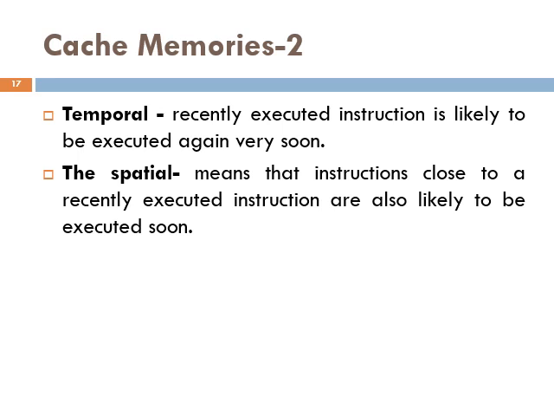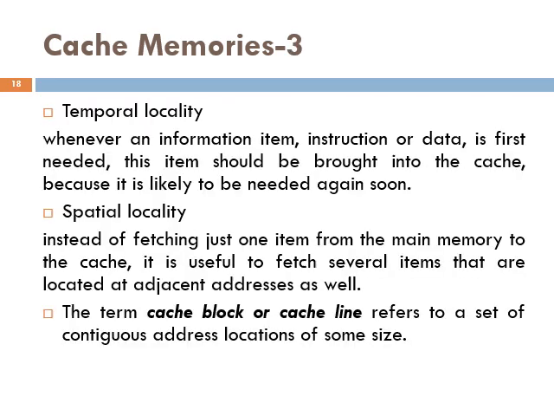This behavior manifests itself in two ways, temporal and spatial. In the temporal case, a recently executed instruction is likely to be executed again very soon. In the spatial case, instructions close to a recently executed instruction are also likely to be executed soon. The memory control circuitry is designed to take advantage of the property of locality of reference.